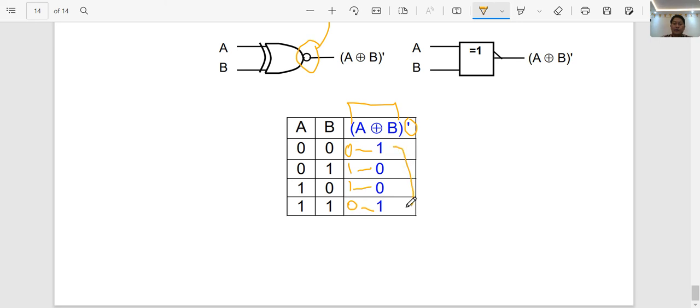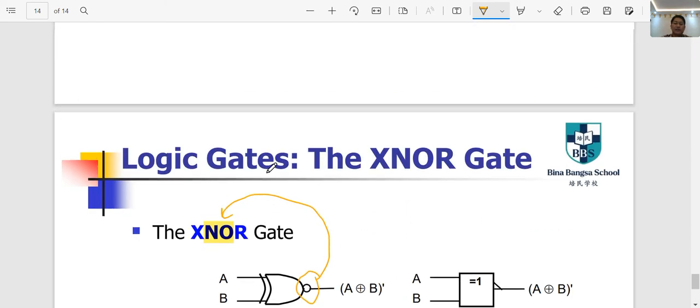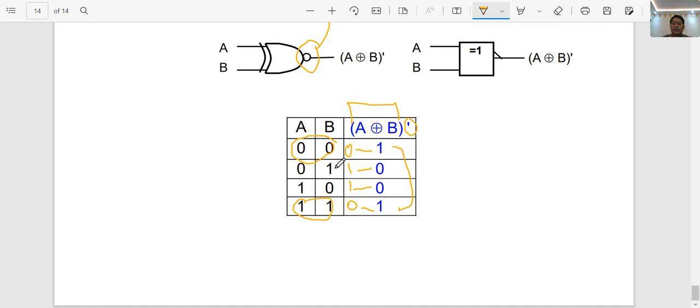In essence, the conclusion here is that the output of an XNOR gate is always equivalent to 1 if both inputs are the same, meaning both A and B are 0 0, or both are 1 1. So it's just like a negation of our XOR gate.